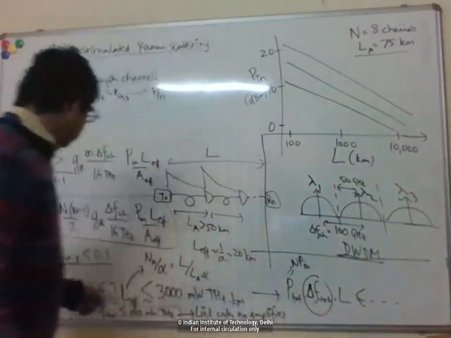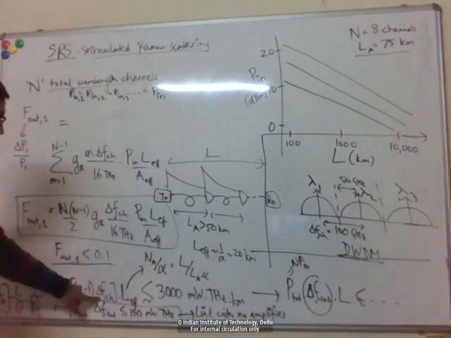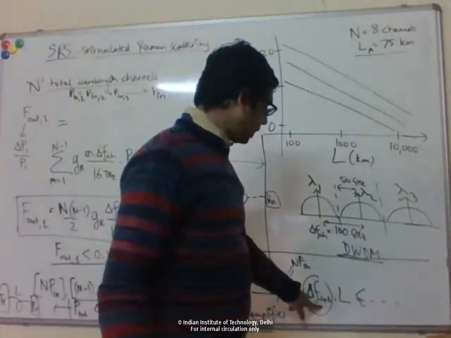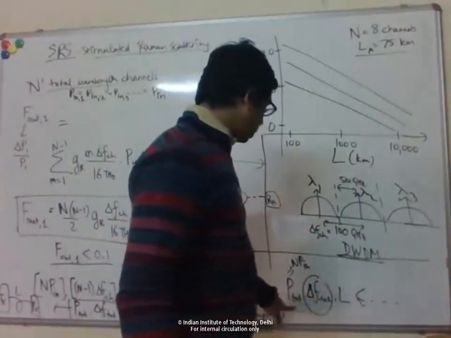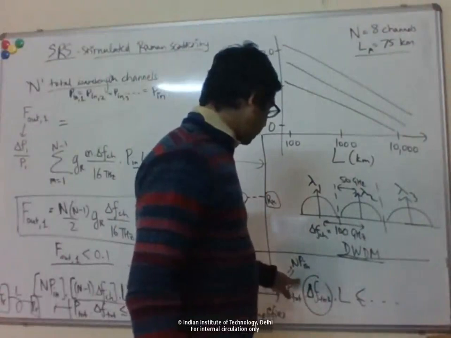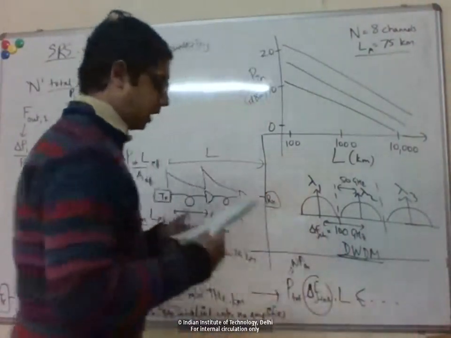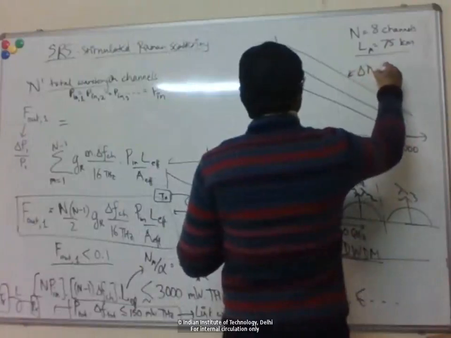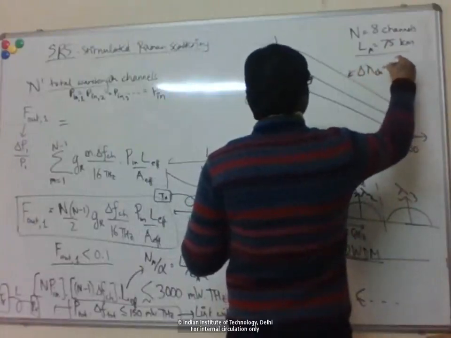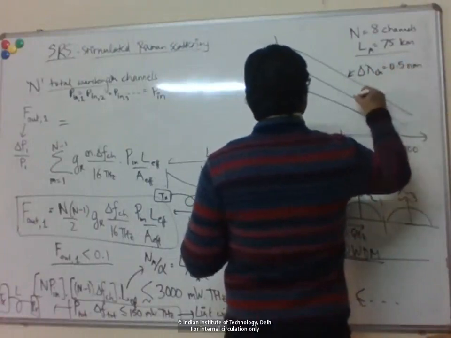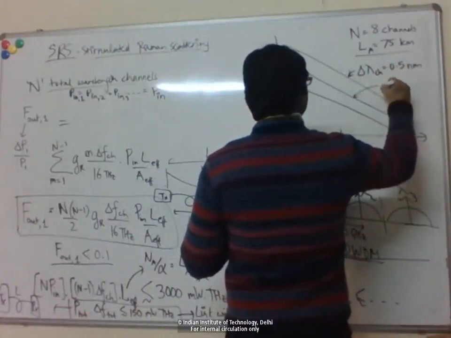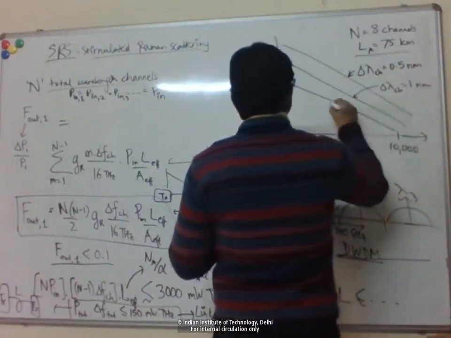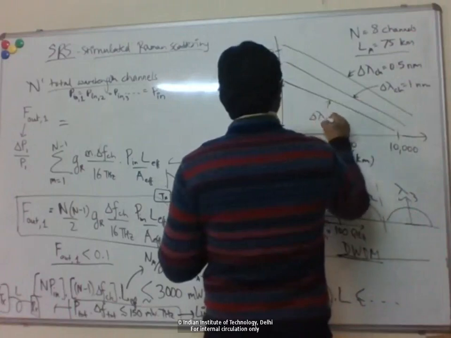You can see that as I increase the channel spacing, for the same number of channels, the total bandwidth will go up, so the power that I can send will also go down. This is for a channel spacing in wavelength of 0.5 nanometer. This is 1 nanometer. This is 4 nanometer.